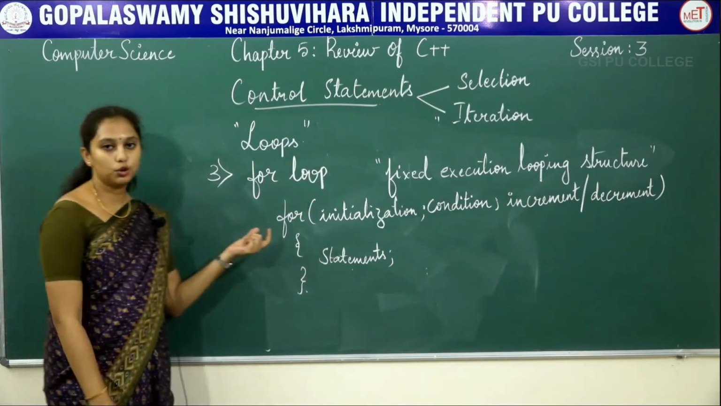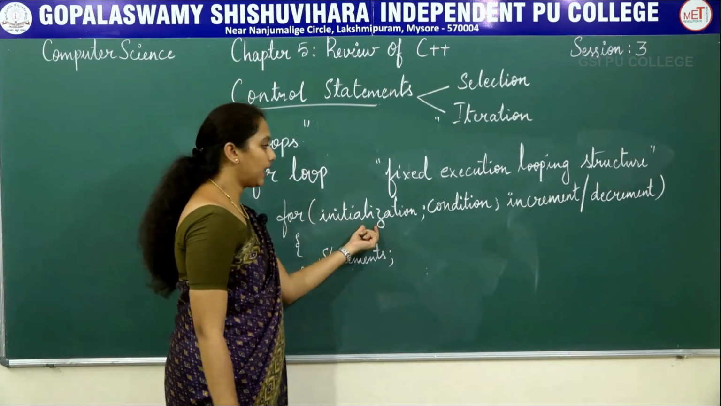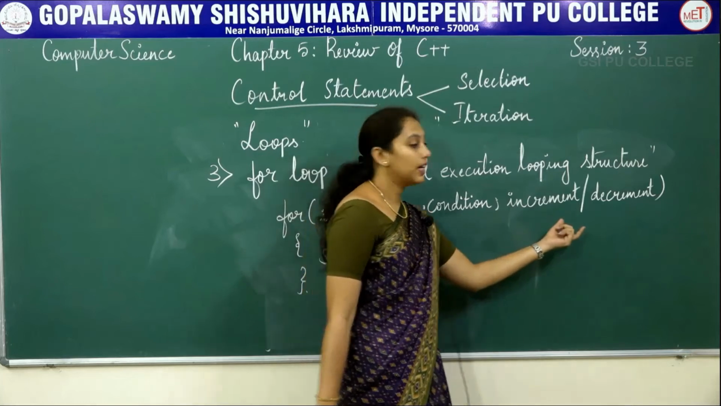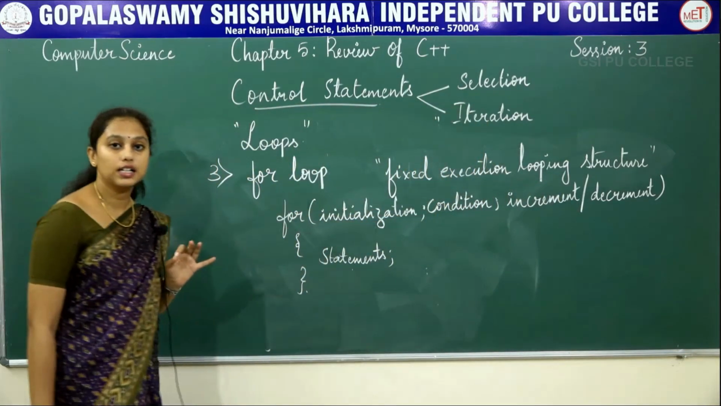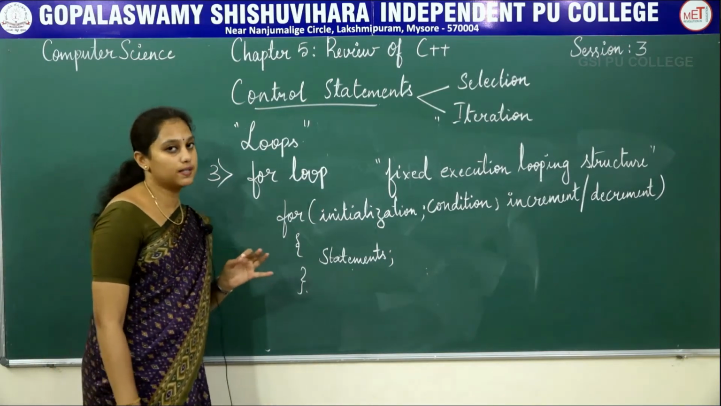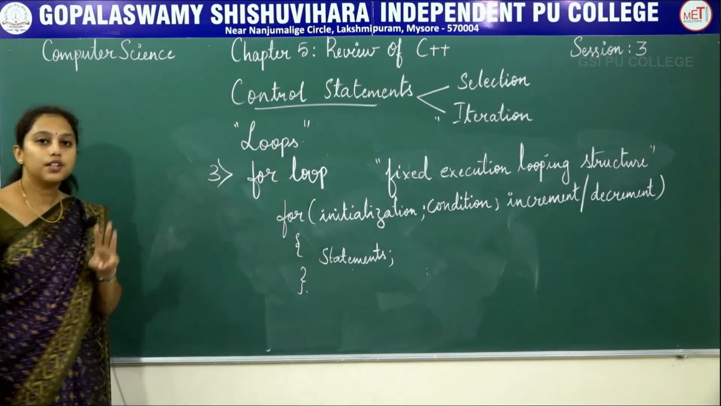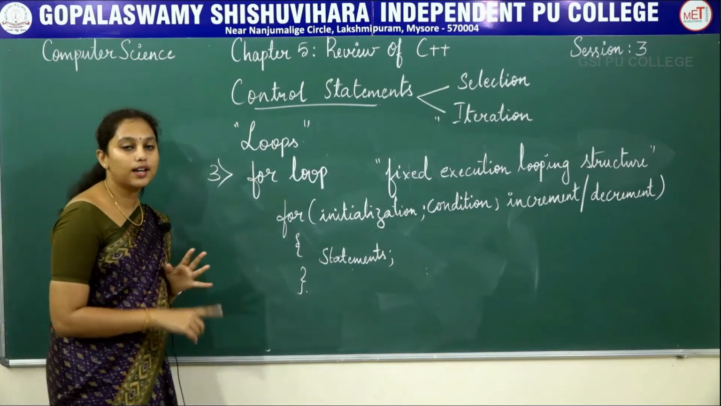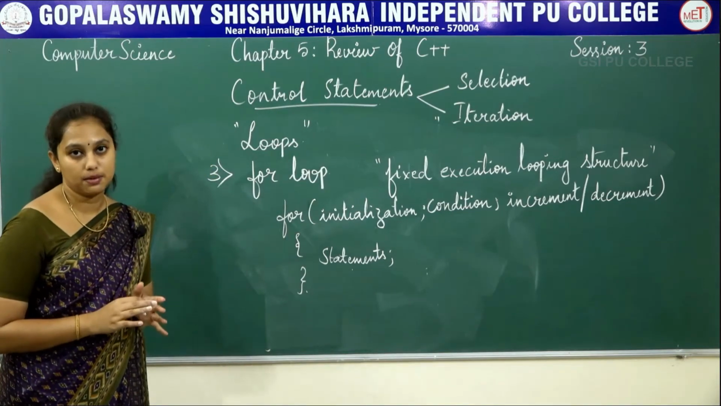In for loop, in a single statement, it will give us initialization, condition, increment or decrement process statements in a single line. So what are iteration statements? Iteration statements are also called as loops. In loops there are three types: while loop, do while and for loop. So this is about control statements.